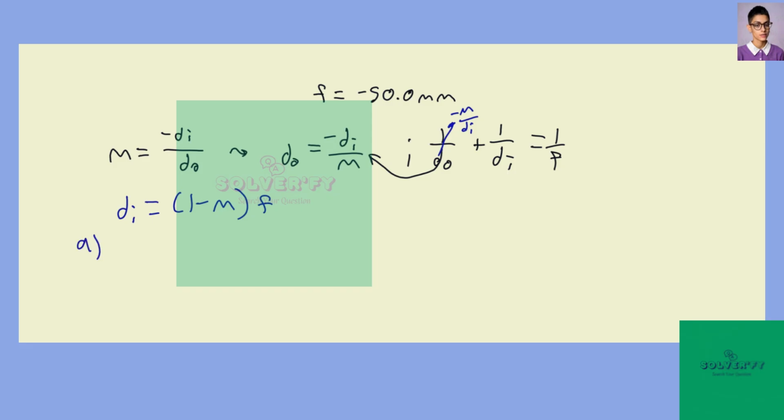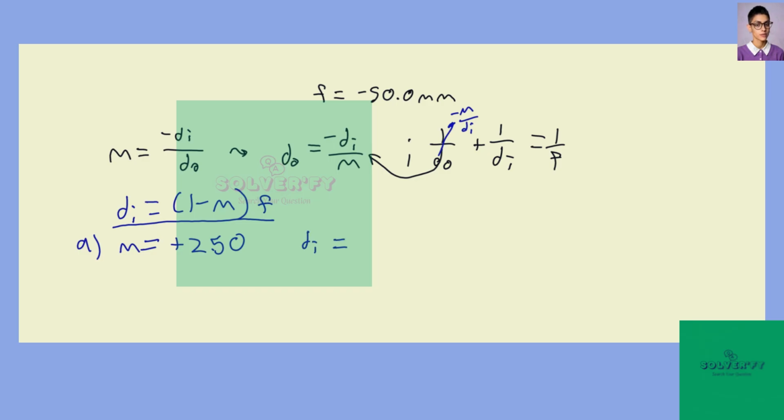So for A, we are wanting to find how far it has to be for it to be magnified 2.5 times and be real. So that means that di is going to be greater than 0, and m is going to have to be greater than 0 for this to give us a real image. So m is going to be equal to plus 2.50. And then you just plug in for that.